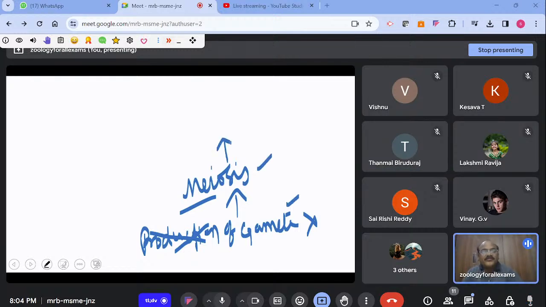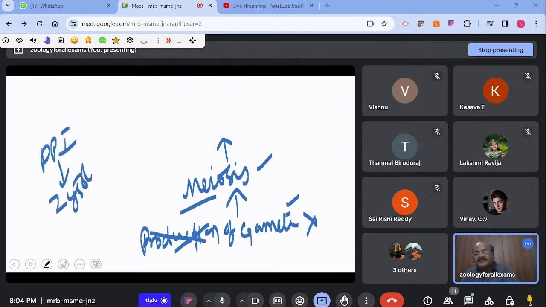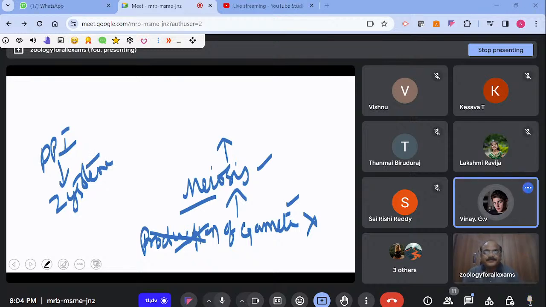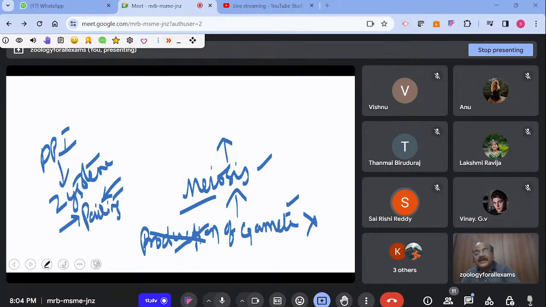In meiosis, there is prophase 1, metaphase 1, anaphase 1, telophase 1. Likewise, prophase 2, metaphase 2, anaphase 2, telophase 2. In prophase 1, in zygotene, what happens? Homologous chromosomes come to form synapses. Pairing of homologous chromosomes takes place.